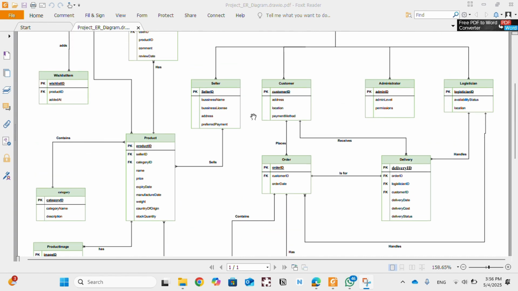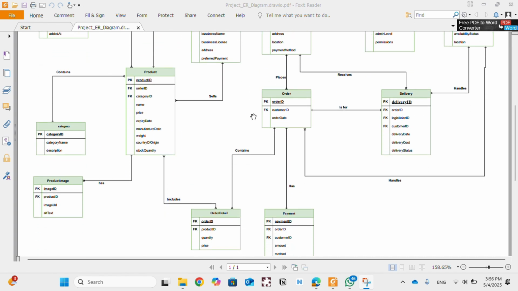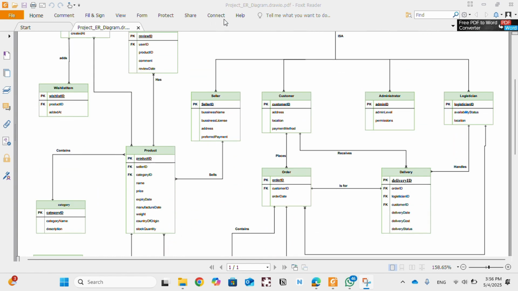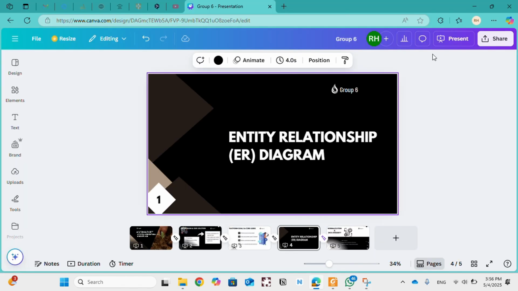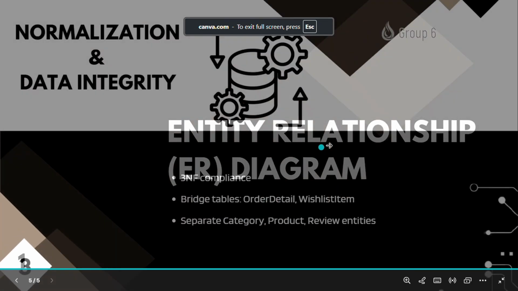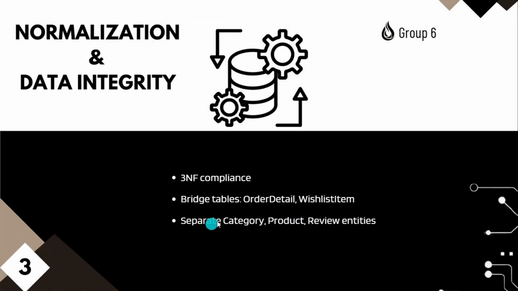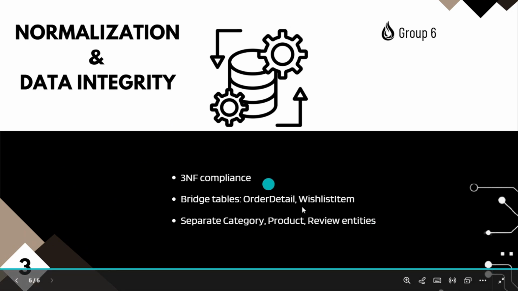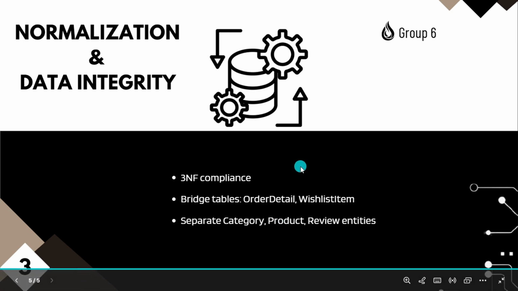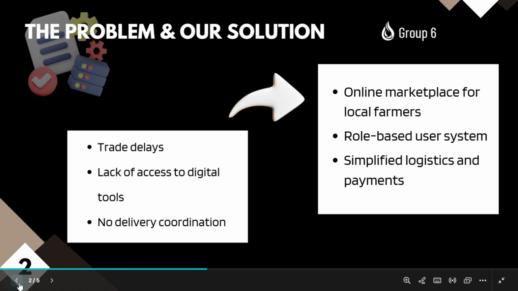We also use normalization up to third normal form. This means the data is organized, not repeated, and really easy to manage. Furthermore, we use bridge tables like order details and wish list item to keep relationships accurate. Old order prices are stored separately, so past records stay correct even if prices change. In short, we designed AgriMarket to be simple, strong, and ready for real use.